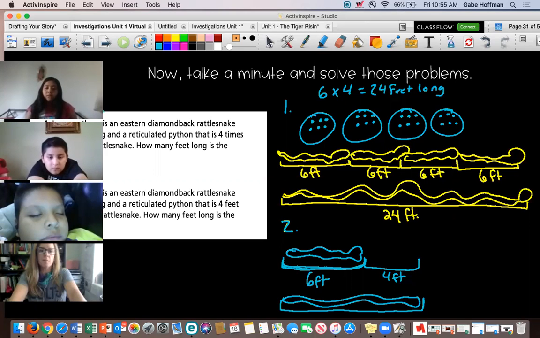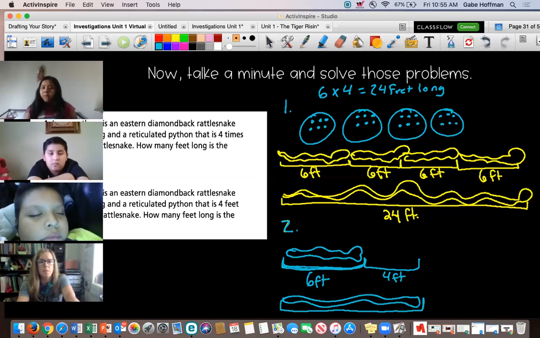You're going to multiply 4 6 times. Why would I multiply 4 6 times? Because 1 snake equals 6 feet. Yep. And then since there's, sorry, I'm taking some time. Okay, what's it say about that python? It says it's 4 feet longer.